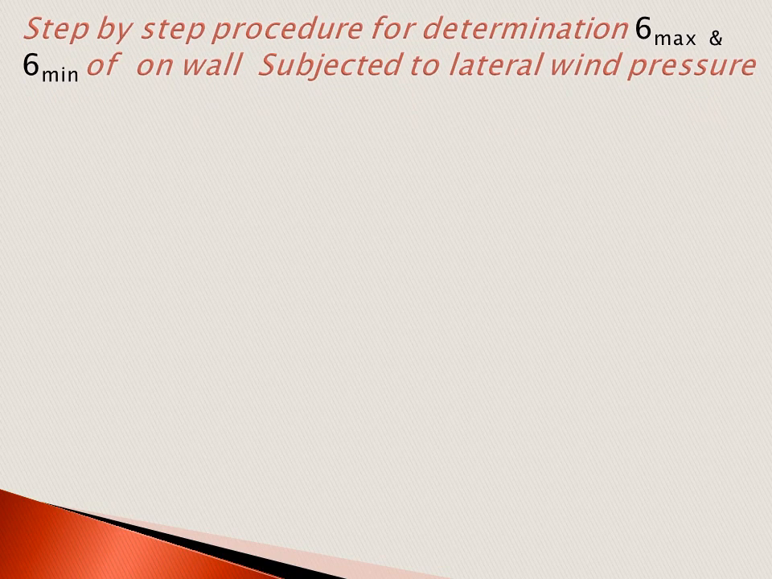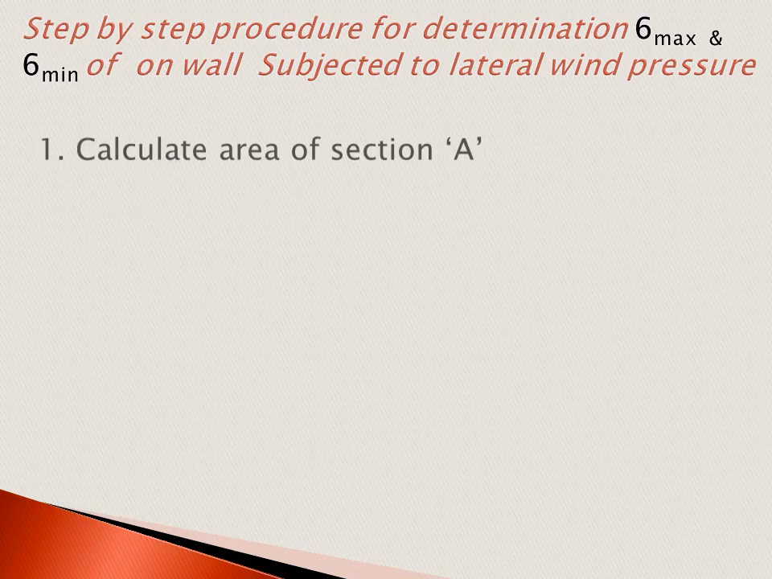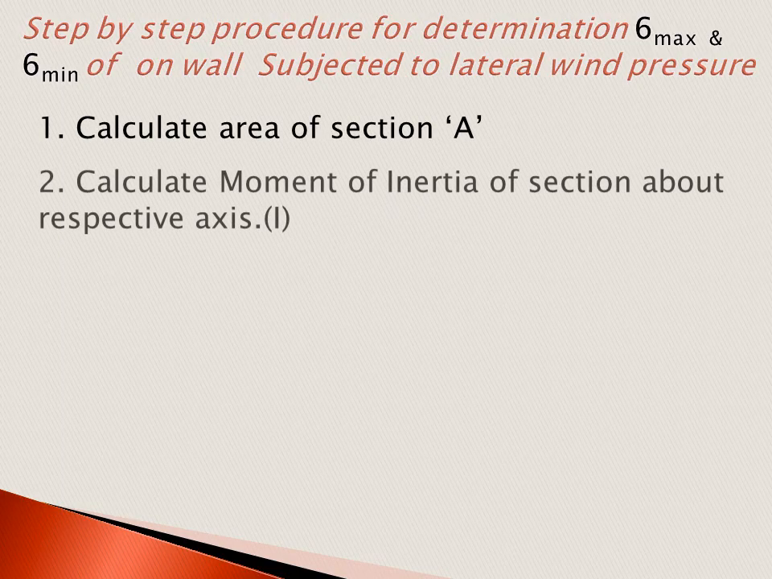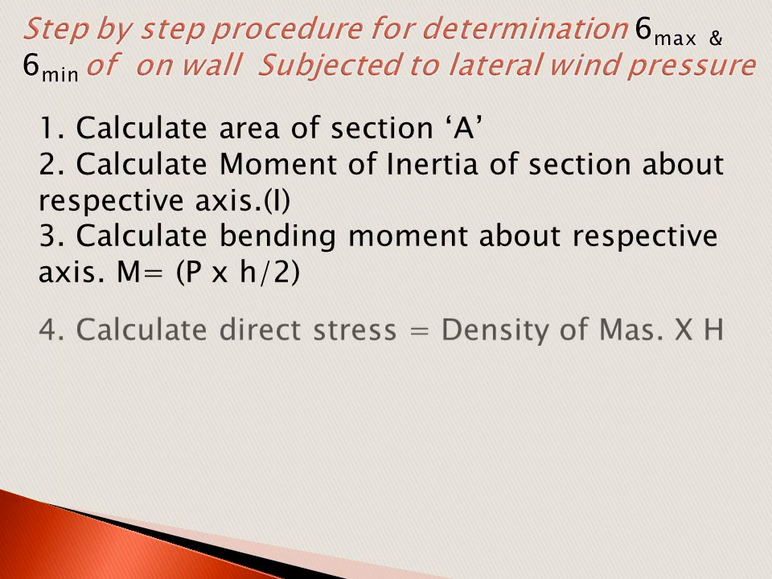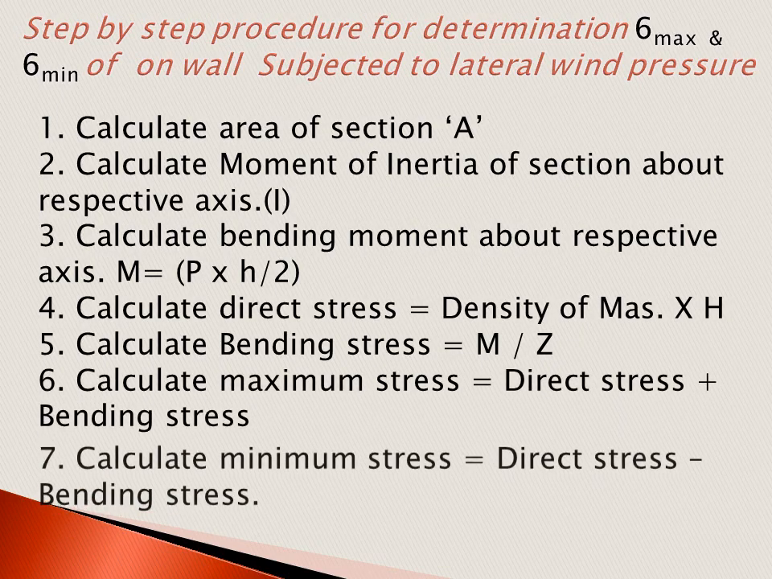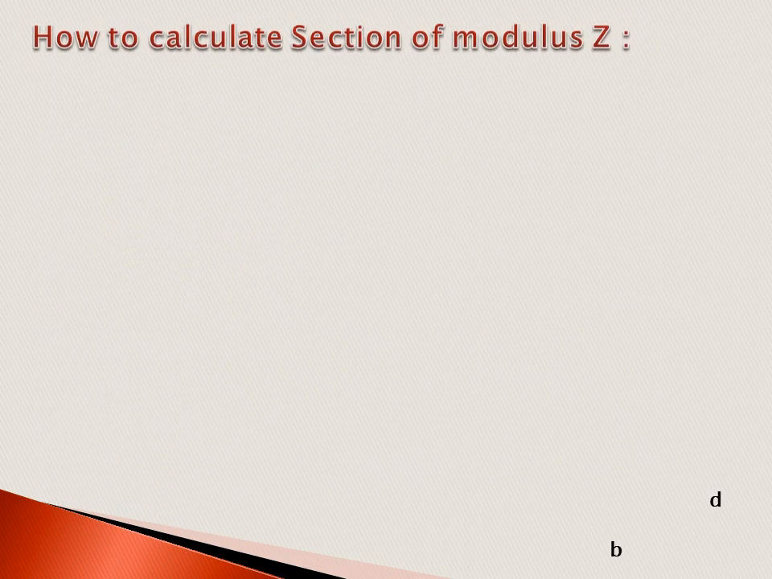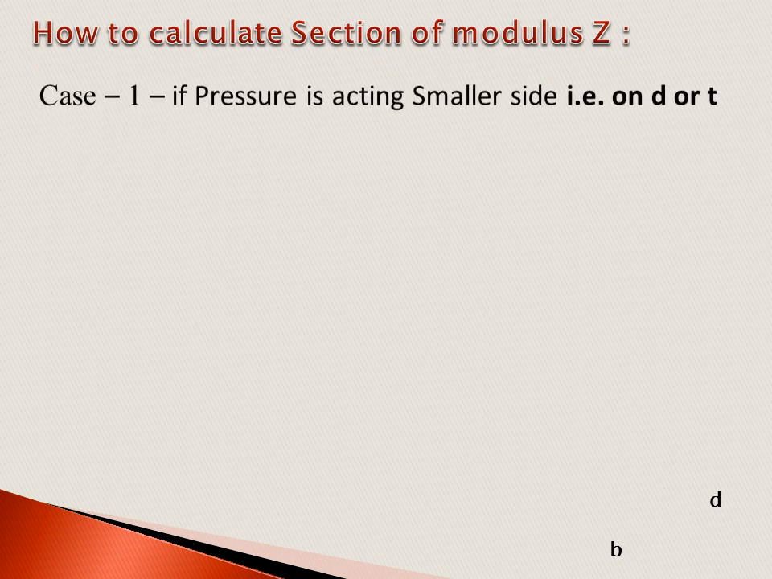Now, the step by step procedure for determination of sigma max and sigma minimum for a wall subjected to lateral wind pressure. The same procedure is followed as previously. Now, how to calculate the section modulus for a wall on which lateral pressure is exerted? Case 1. If pressure is acting on the smaller side, that is on D or the thickness of the section.